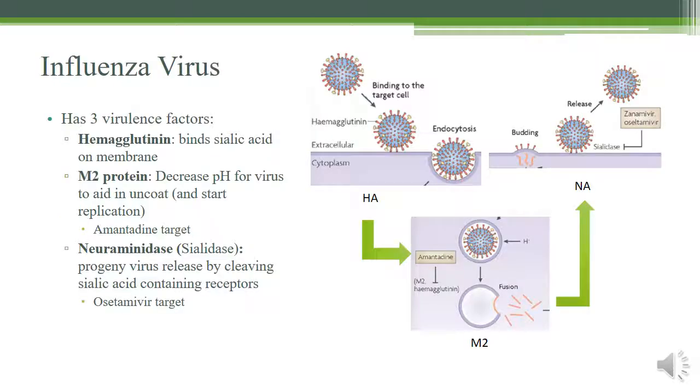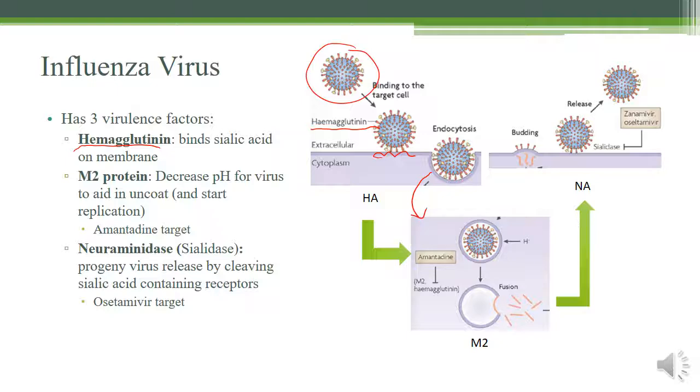There are three virulence factors that we're going to go over for the influenza virus. The first one is hemagglutinin. Hemagglutinin works by binding onto the sialic acid on our membrane. So you can see the virus over here being introduced to our cells. It has hemagglutinin all over the outside that binds onto the sialic acid somewhere around here, and this introduces the virus into our cell. So the hemagglutinin helps it get in.